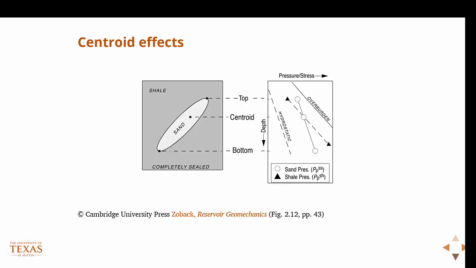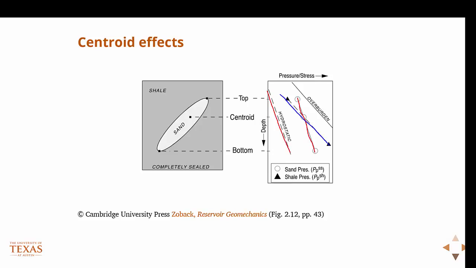pressure gradient. So if you notice, here's the hydrostatic line. This line represents the gradient in the sand. It's near hydrostatic because it's well connected. But the shale is not as steep. It's near lithospheric, right? So it's near the overburden pressure. So then in the shale, you have a gradient like that.